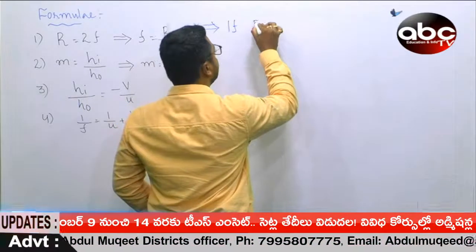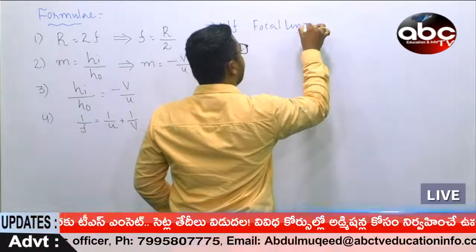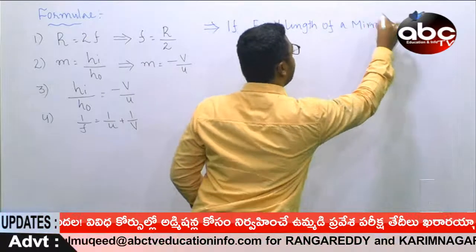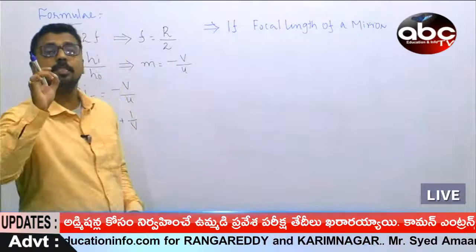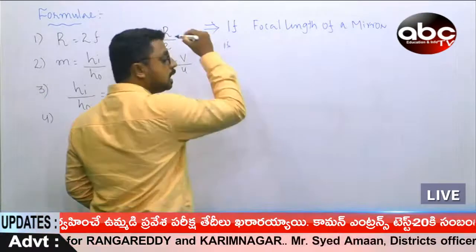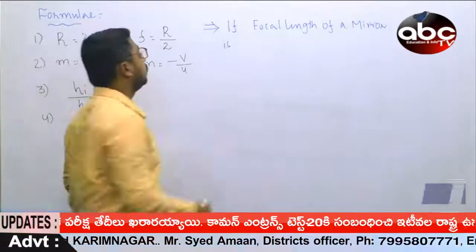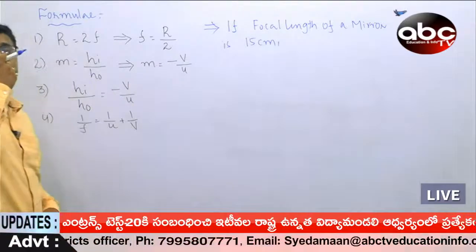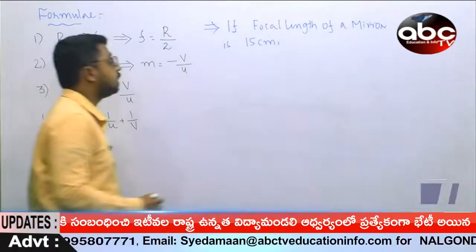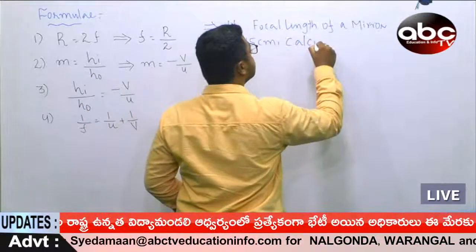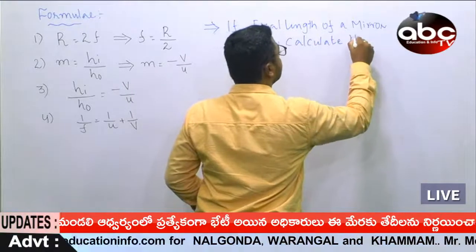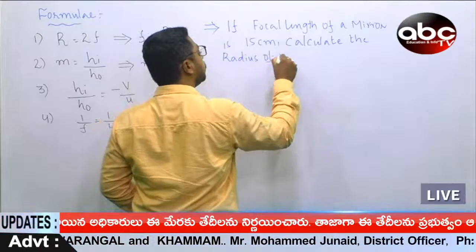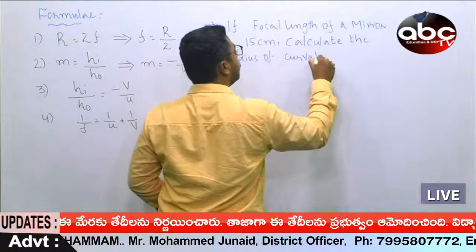If the focal length of a mirror is 15 centimeter, calculate the radius of curvature of the mirror.